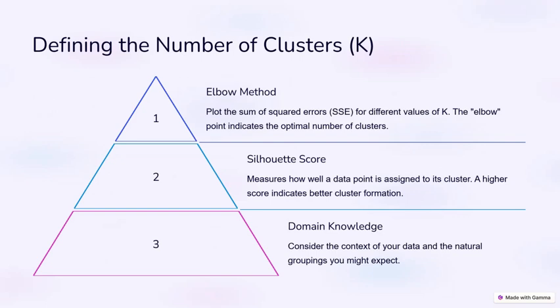Next is the silhouette score. It measures how well each data point is assigned to its cluster. A higher score indicates better cluster formation. The third is domain knowledge. Consider the context of your data and the natural groupings you might expect.